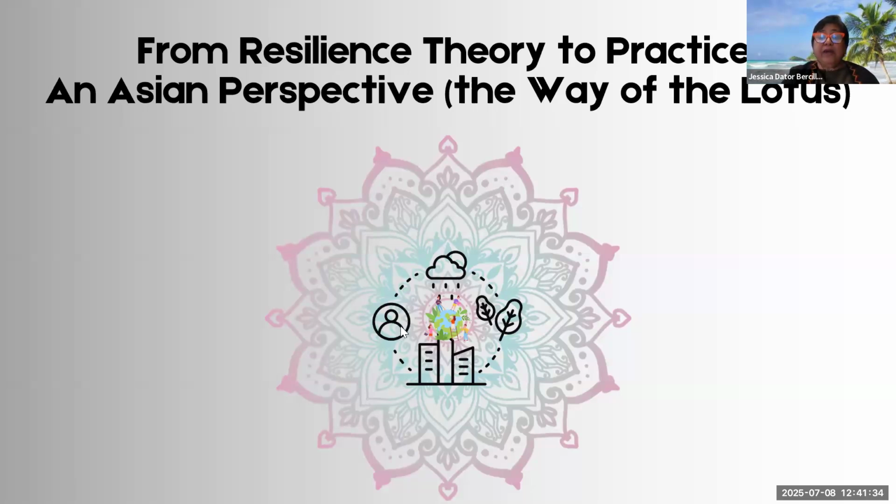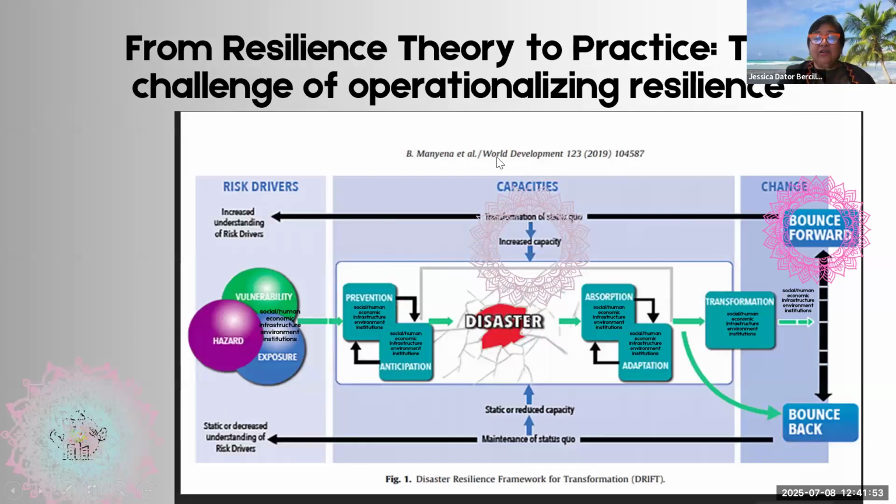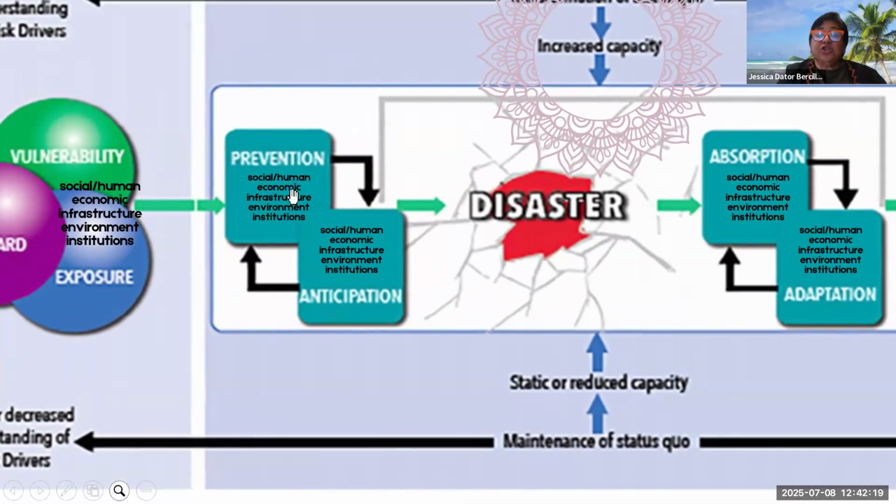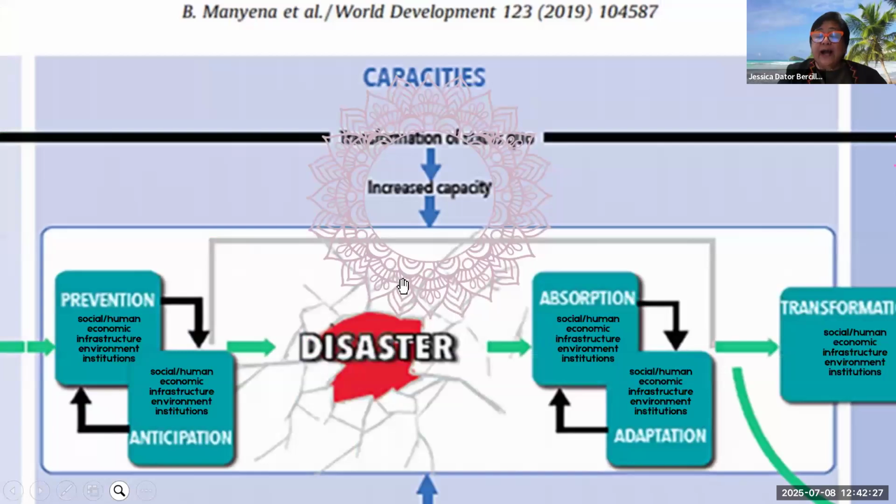So whether you're talking about people, infrastructure, environment, or the ecosystem that we have, we need to appreciate the way of the lotus and then use it in our daily lives. So where does the lotus fit in this whole theory by Manieta et al.? When you are able to already increase your capacities, preventive, anticipatory, absorptive, adaptive, and transformative capacities, so let me increase this a bit, and you're looking at developing these capacities in various dimensions: social, human, economic, infrastructure, environment, and institutions. You are actually growing like a lotus.